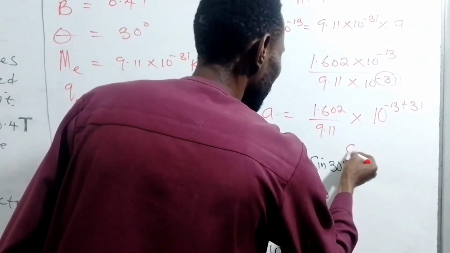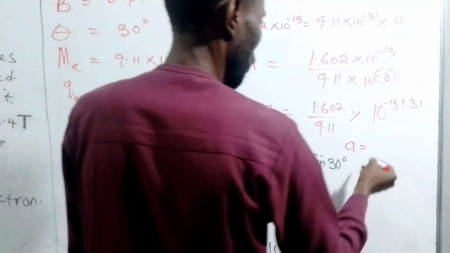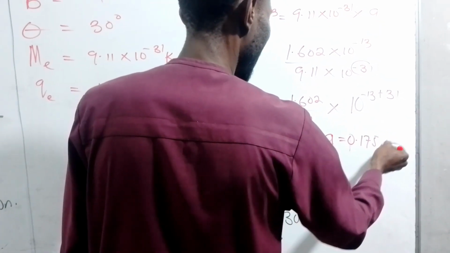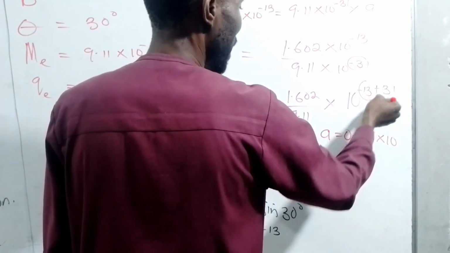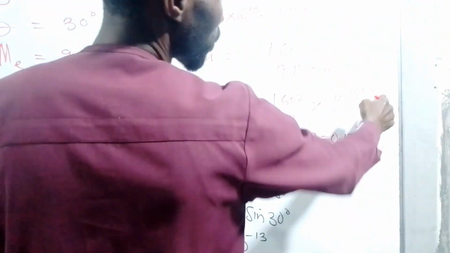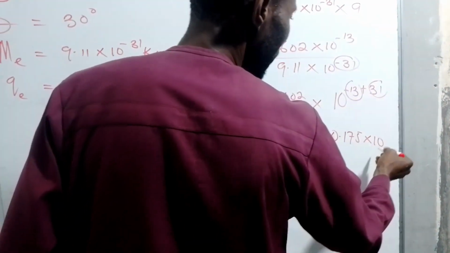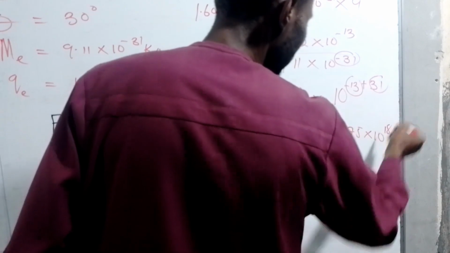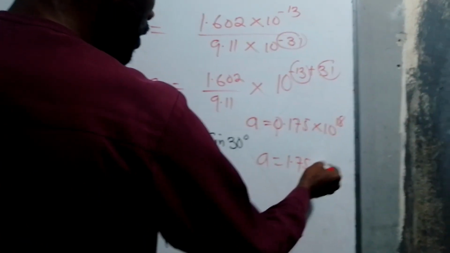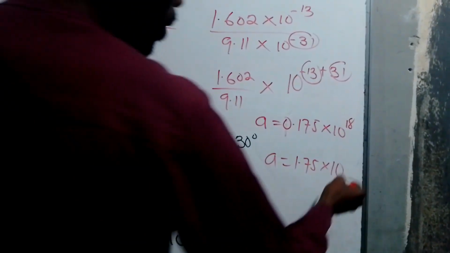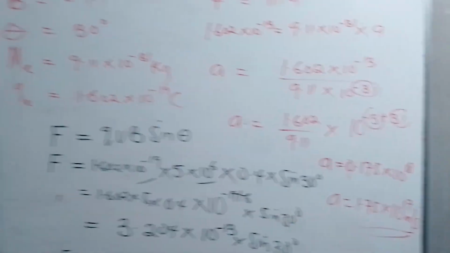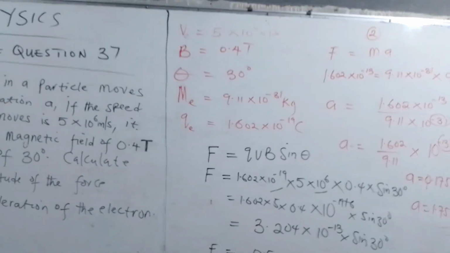So we have the acceleration A as equal to 0.175 times 10 raised to the power minus 13 plus 31. So minus 13 plus 31 is going to give us 18. So the acceleration will be equal to 1.75 times 10 raised to the power of 17 meters per second squared. So that is the acceleration of the electron.